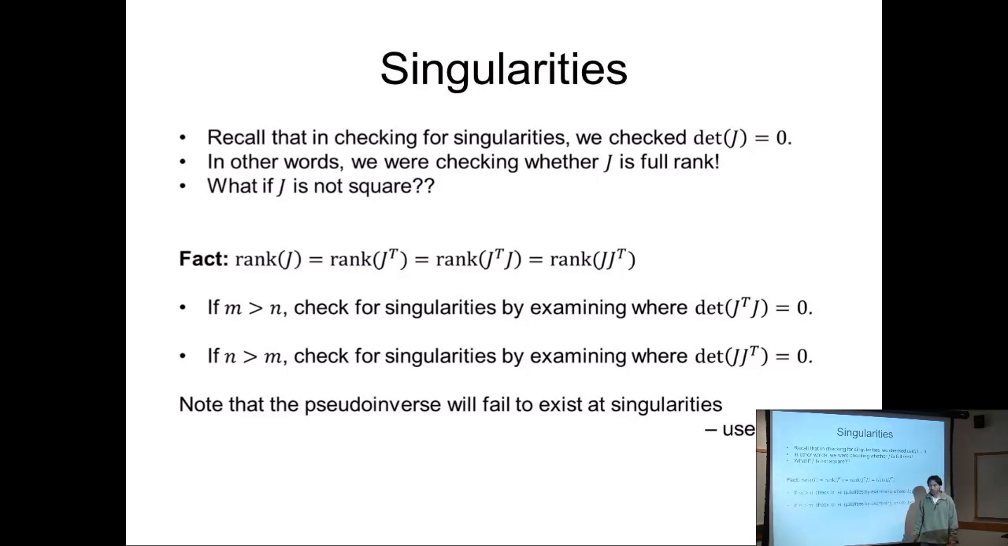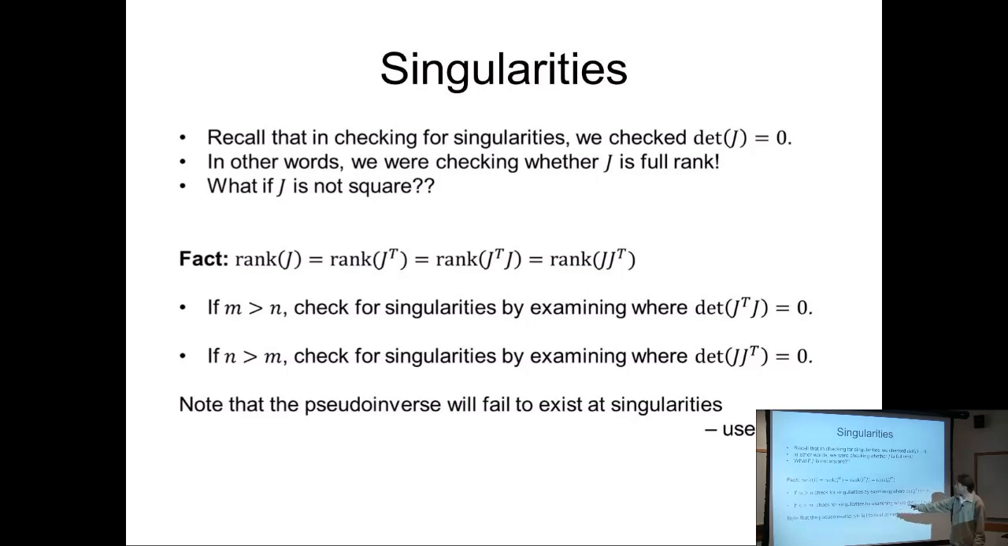With this in mind, we have two conditions we can check to see when a matrix is not full rank. In this case, when we have more rows than columns, we check for singularities by examining the determinant of J transpose J. When the determinant of J transpose J equals 0, the joint angles are ones where that mechanism has a singularity. Likewise, if we have more columns than rows, then we check for singularities by examining the matrix JJ transpose. So when the determinant of JJ transpose equals 0, those joint angles correspond to a singularity.